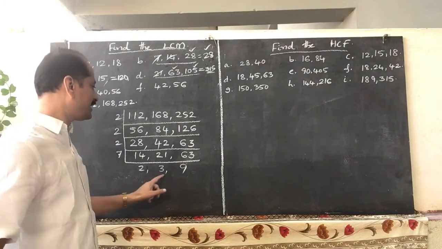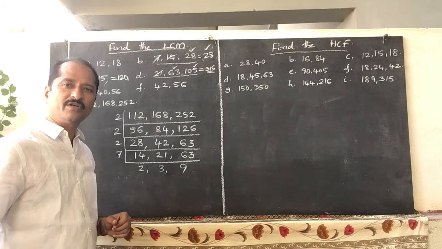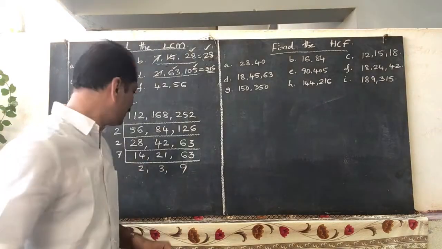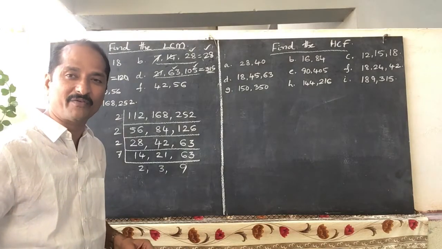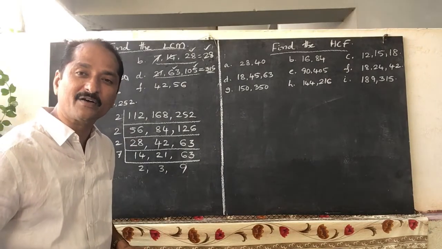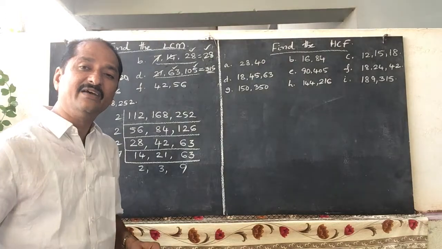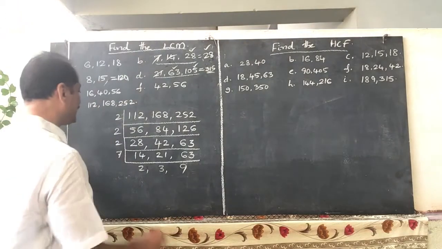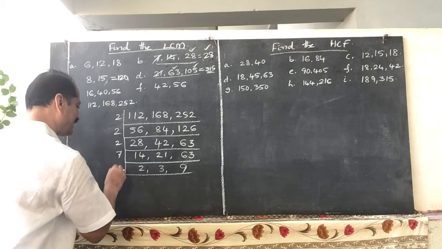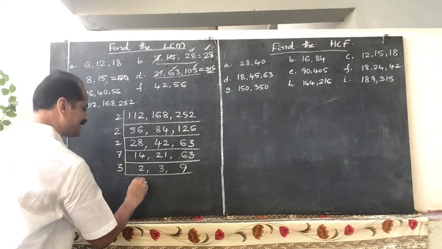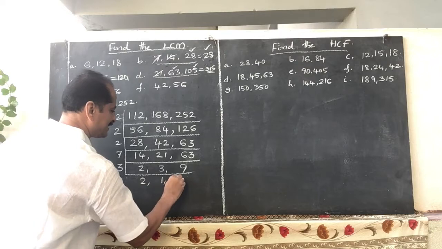Now here 2, 3 and 9 we have. Now are they co-primes? No. For 3 and 9 we have common factors. 3 is a common factor of 3 and 9. 3 divides 3 and 9. So divide it with 3. But 2 is not divisible by 3, so write that 2 as it is. 3 1 is 3, 3 3 is 9.